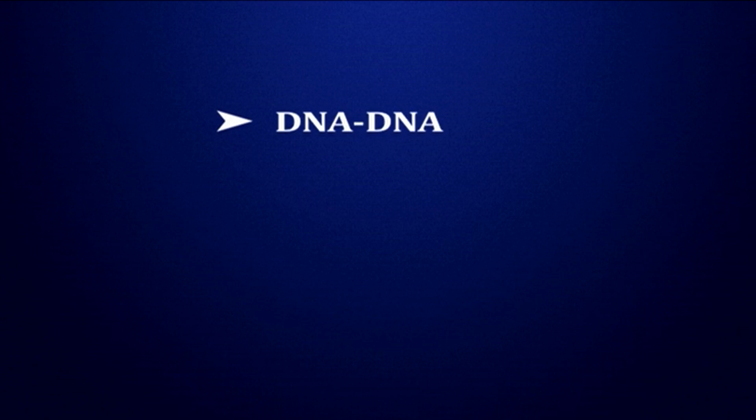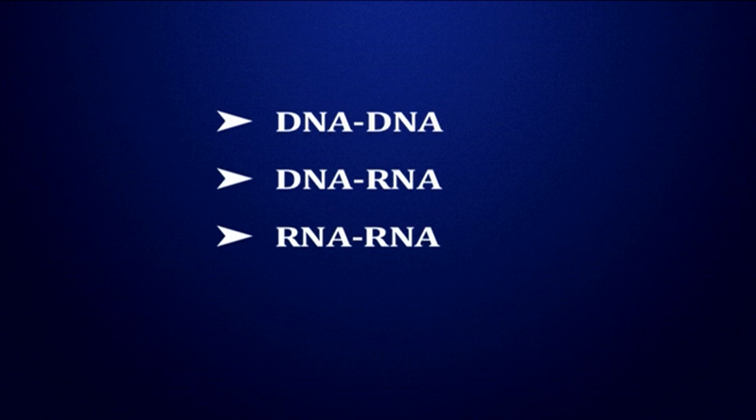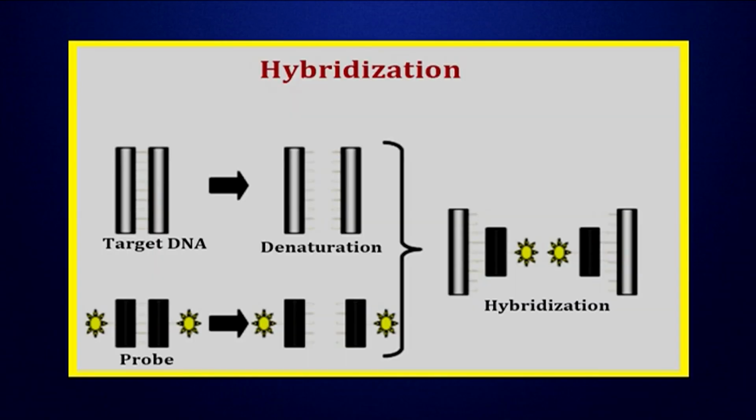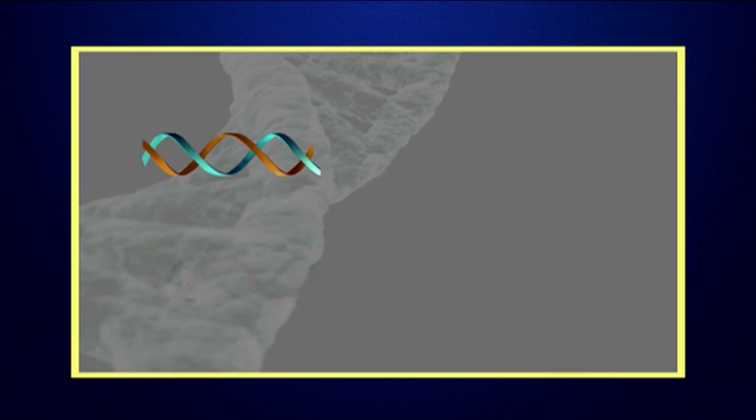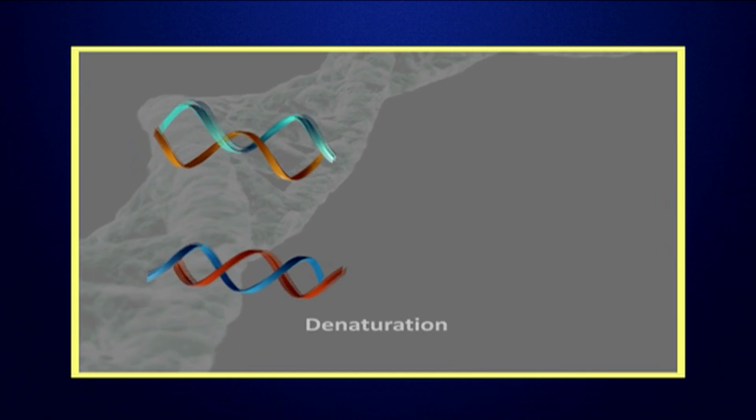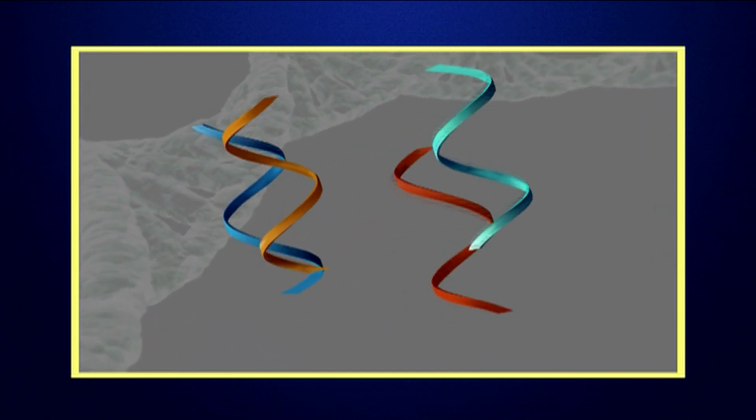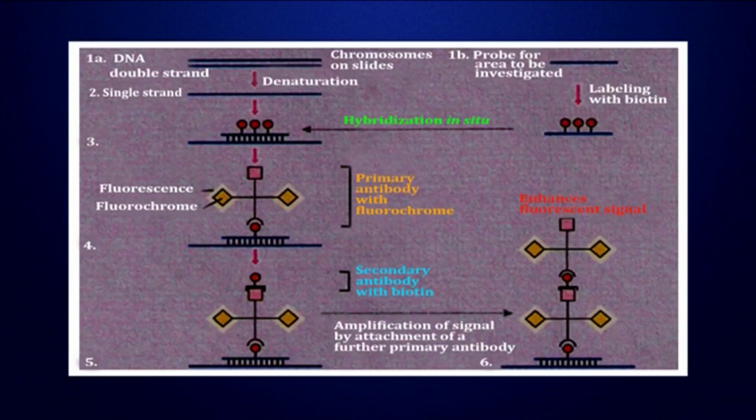Nucleic acid hybridization is the formation of a duplex between two polynucleotide chains which have complementary sequences, that is DNA-DNA, DNA-RNA, and RNA-RNA. The metaphase or interphase preparation is then hybridized with DNA sequences that are complementary probes to the region of interest and that have been labeled with biotin. The hybridization site is made visible by means of a primary antibody against biotin.